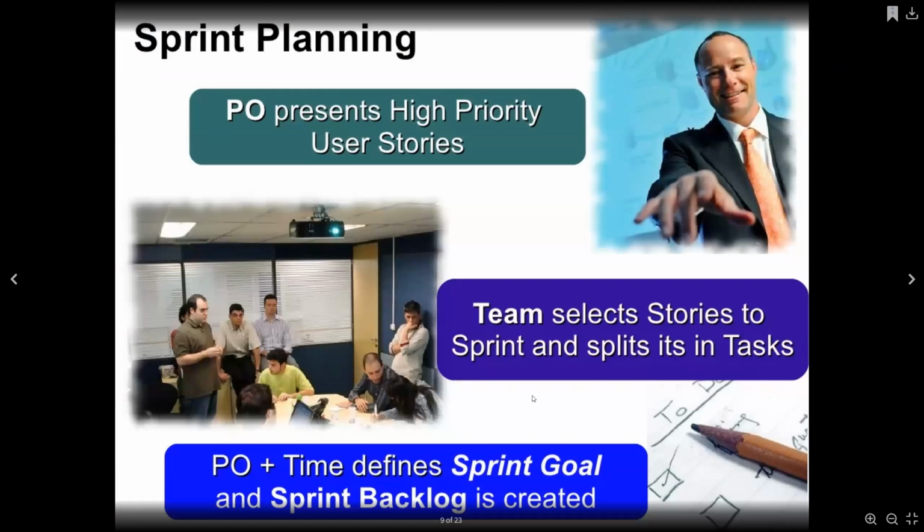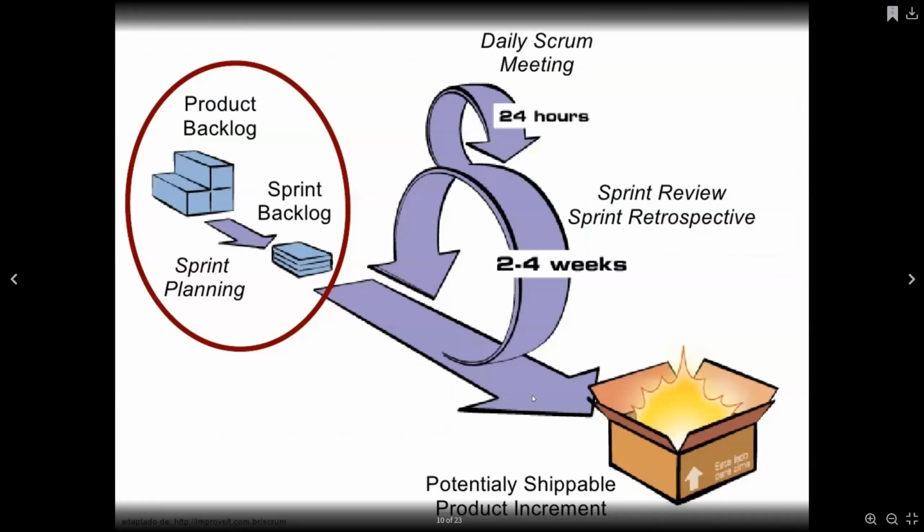to consider, because the team, they're just ready to develop what you tell them, but you have to prioritize them based on all the parameters that were given before, and then the team selects the stories to sprint and split it into tasks, and then you define the goal of the sprint, and the sprint backlog is created, and they get to work, right? So you have the product backlog, same thing that we did before.